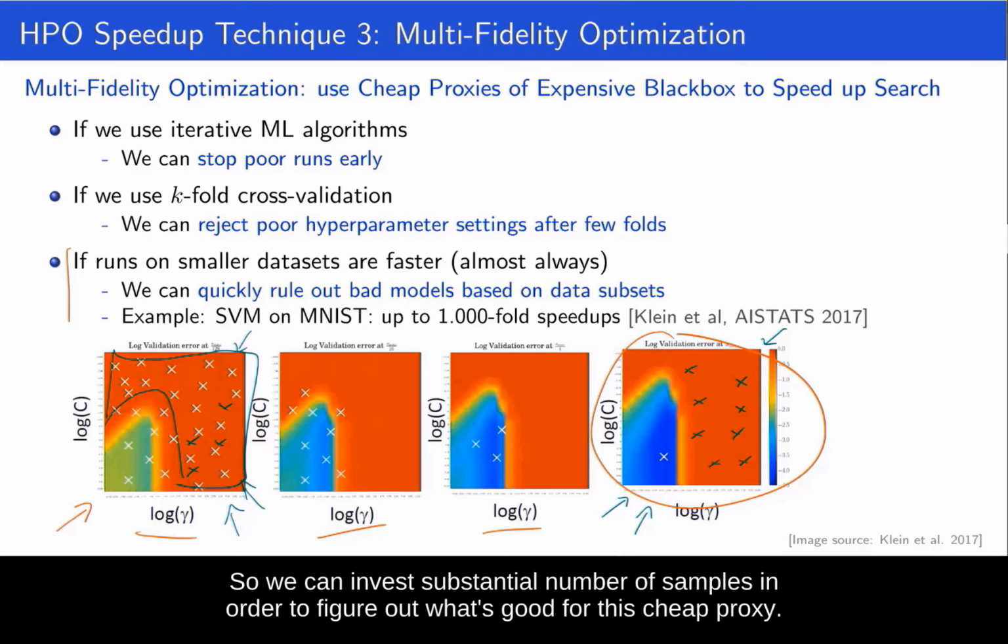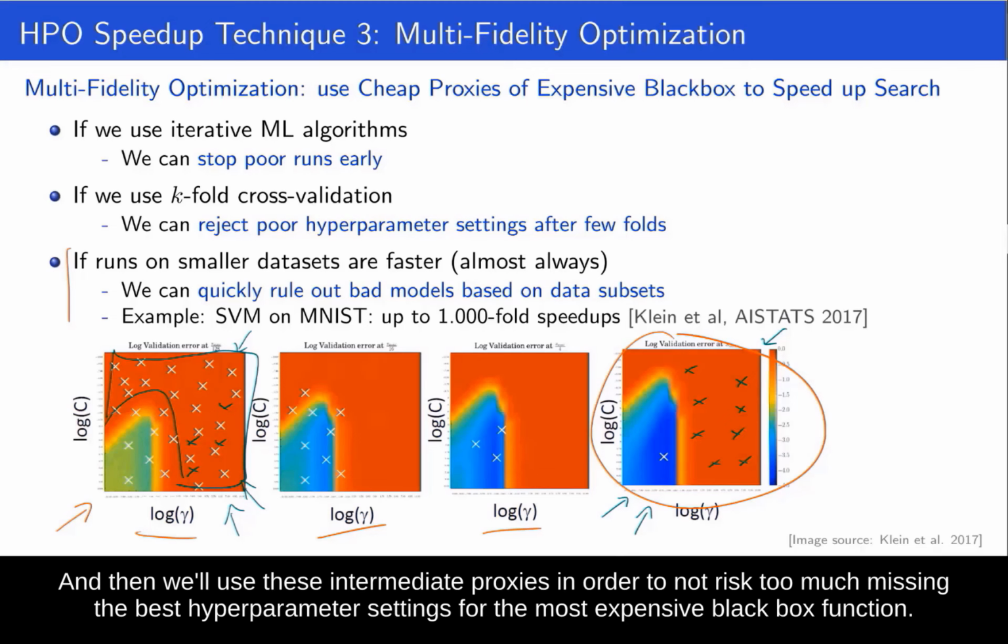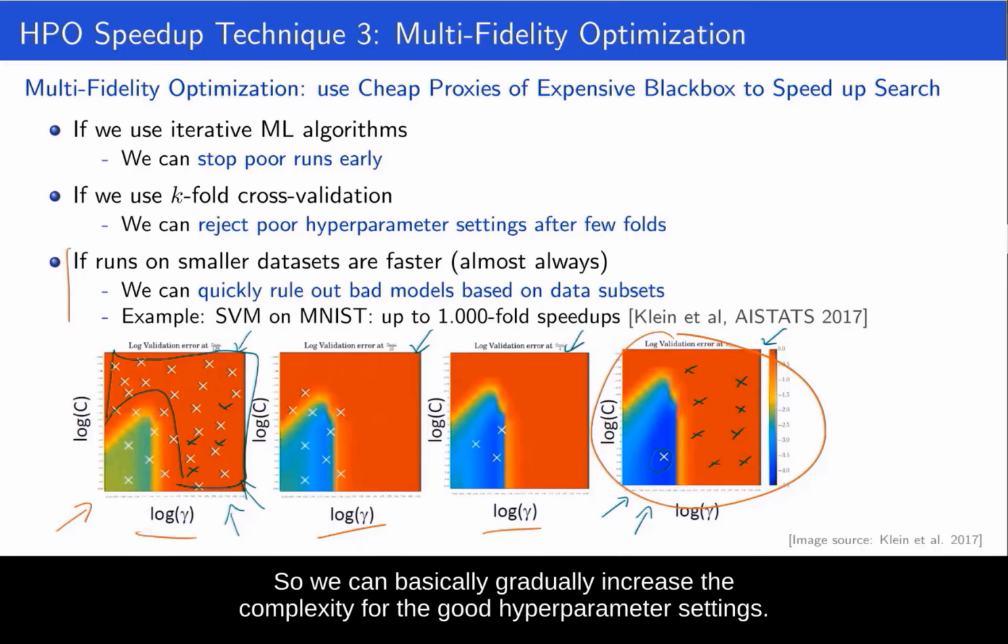So we can invest a substantial number of samples in order to figure out what's good for this cheap proxy, and then we'll use these intermediate proxies in order to not risk too much missing the best hyperparameter settings for the most expensive Blackbox function.